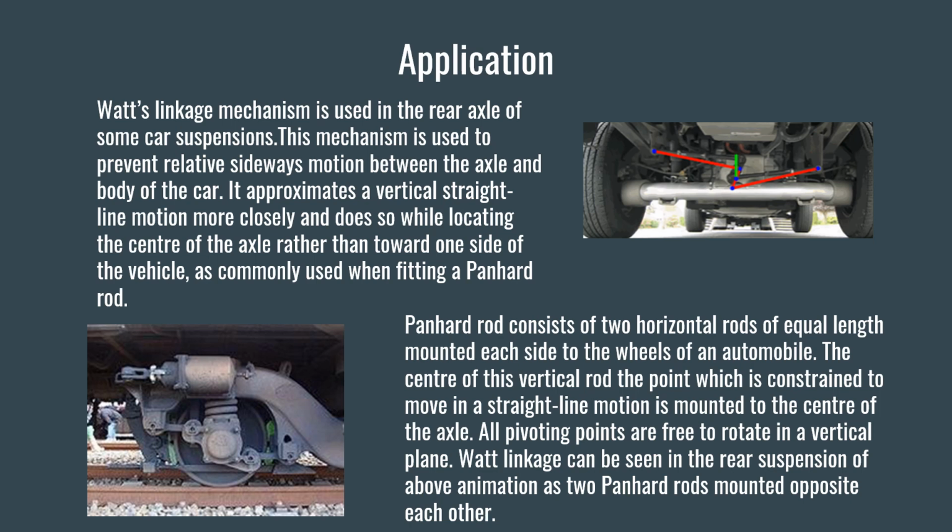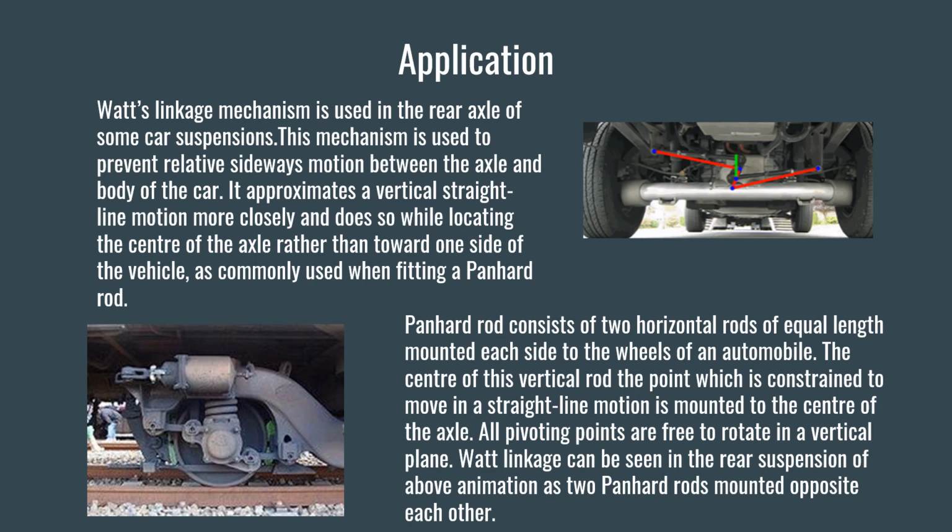Application. Watt's linkage mechanism is used in the rear axle of some car suspensions. This mechanism is used to prevent relative sideways motion between the axle and body of the car. It approximates a vertical straight line motion more closely and does so while locating the center of the axle rather than toward one side of the vehicle, as commonly happens when fitting a Panhard rod.